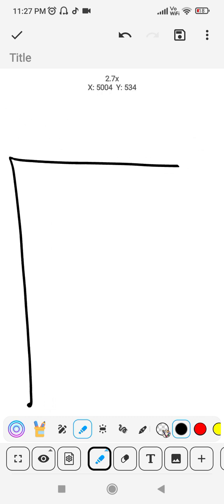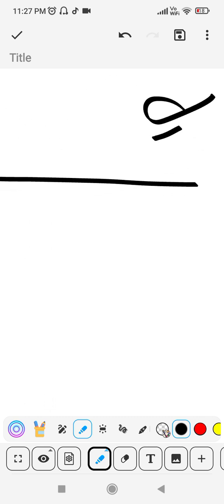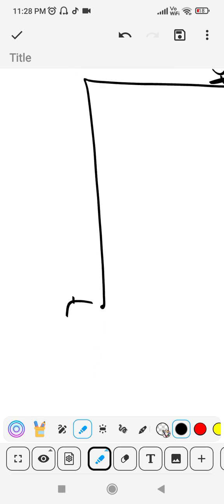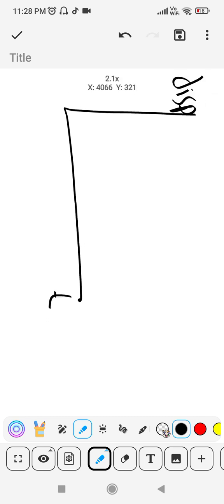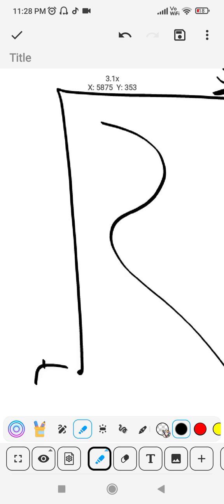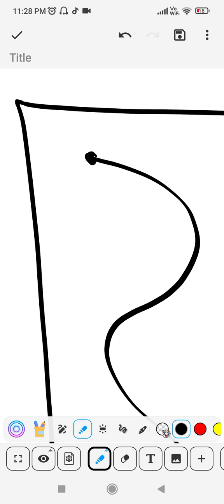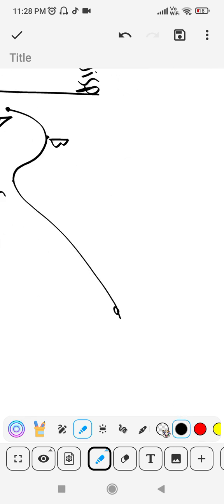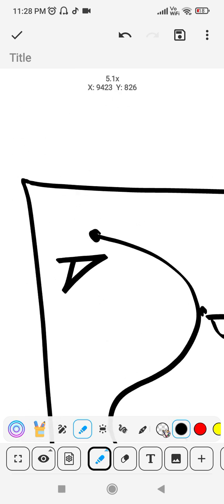Let us consider this graph where the y-axis denotes displacement and the x-axis denotes time interval. Let us plot some points. Let this point be a, this point be b, this point be c, and this point be d. So at point a, the position of the object is x1.